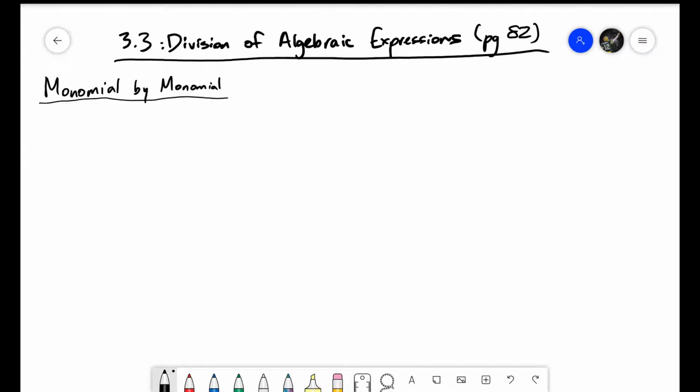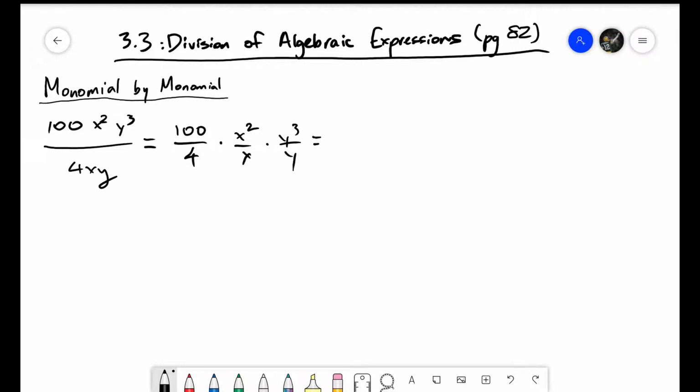This example is, what is 100x squared y cubed divided by 4xy? So again, we'll split each variable up, and then keep the constant terms also separate. So this is equal to 100 over 4 times x squared over x times y cubed over y. This is equal to 25 times x to the 2 minus 1 times y to the 3 minus 1, since this power is equal to 1 and this power is also equal to 1. So this is equal to 25xy squared.